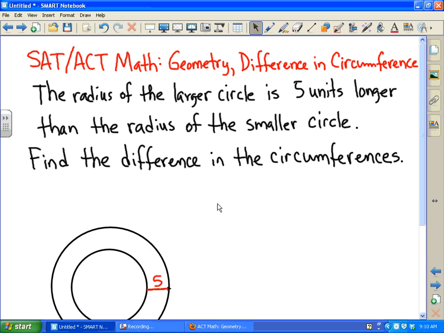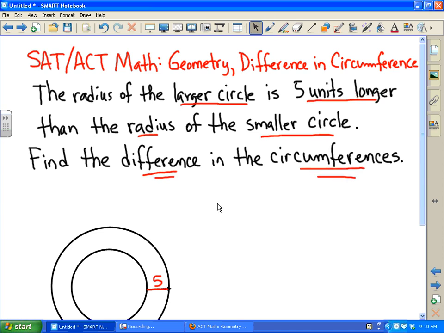This is an SAT, ACT math problem involving geometry, and we're asking for the difference in the circumference of two circles. The radius of the larger circle is going to be 5 units longer than the radius of the smaller circle. And we want to find the difference in the circumferences of these two circles.